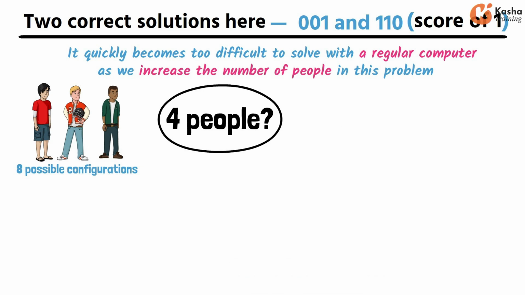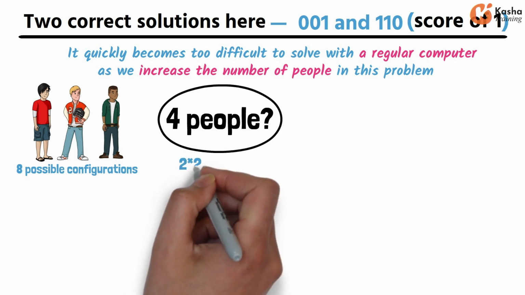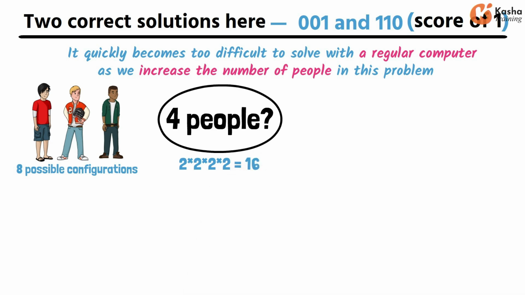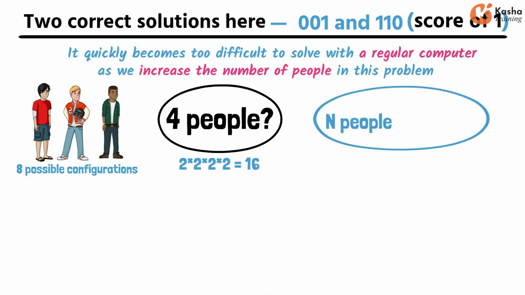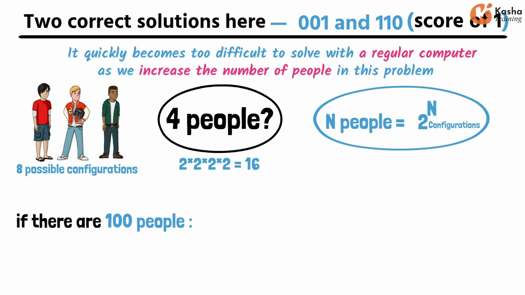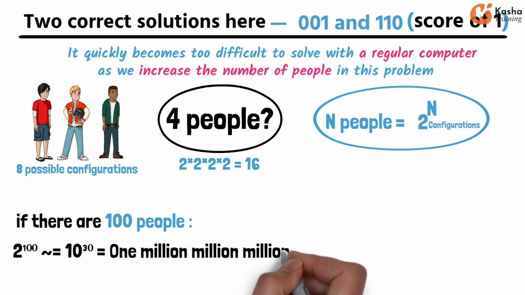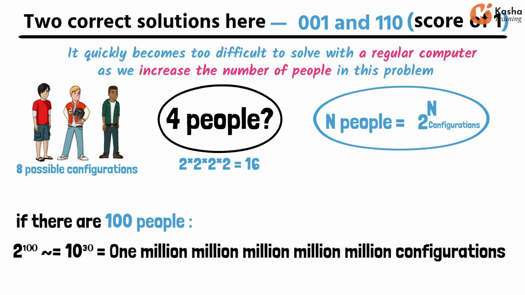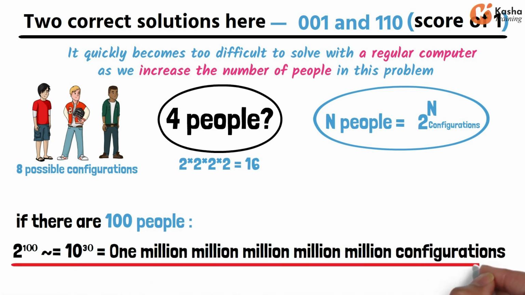What if there are 4 people? In that case, we'll need to go through 2 times 2 times 2 times 2 is equal to 16 configurations. With n people, we'll need to go through 2 to the power of n configurations to find the best solution. So, if there are 100 people, we'll need to go through 2 to the power of 100, which is about 10 to the power of 30, or a million million million million million configurations. This is simply impossible to solve with a regular computer.